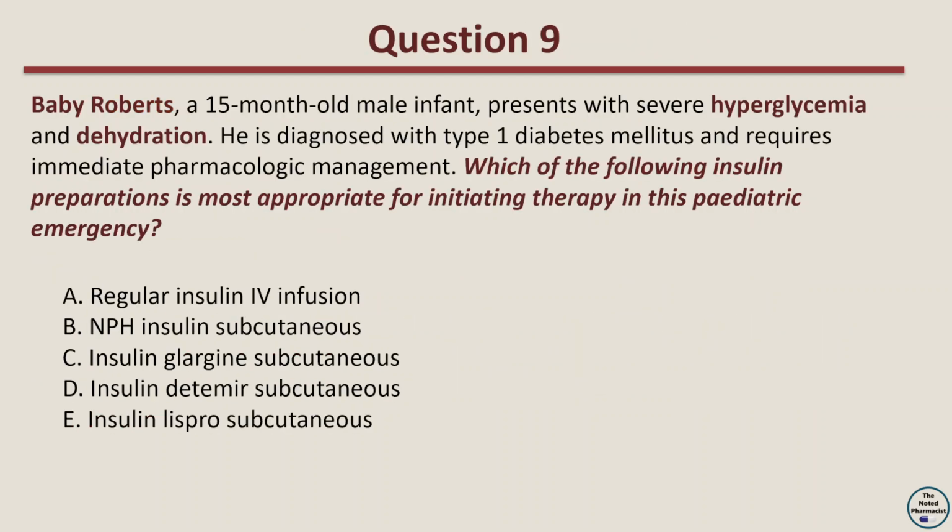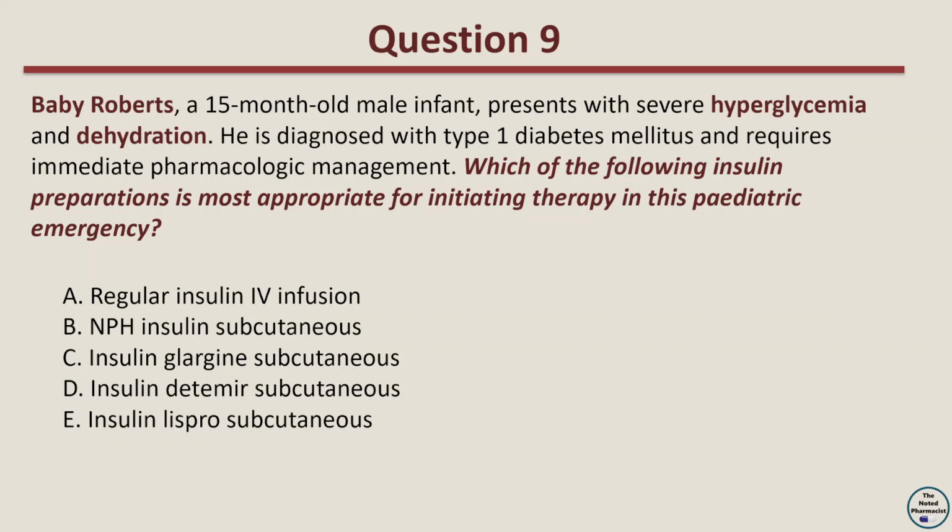Question 9. Baby Roberts, a 15-month-old male infant, presents with severe hyperglycemia and dehydration. He is diagnosed with type 1 diabetes mellitus and requires immediate pharmacologic management. Which of the following insulin preparations is most appropriate for initiating therapy in this pediatric emergency?